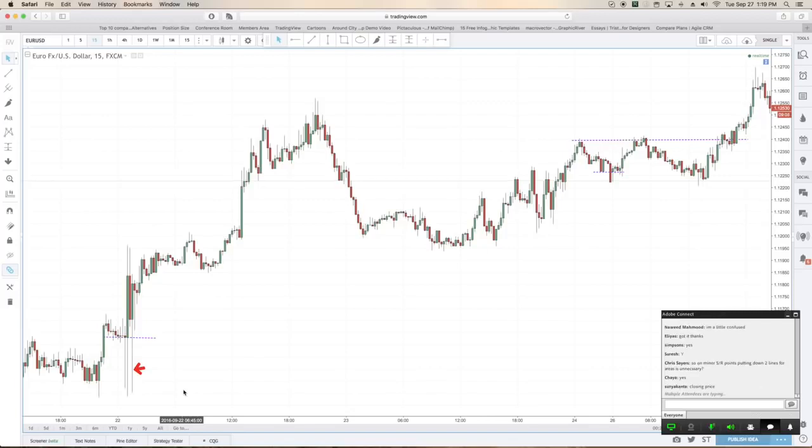So, Chris, there's a question. On minor support and resistance, putting down two lines for areas is unnecessary. Yes, for minor ones, that's correct.